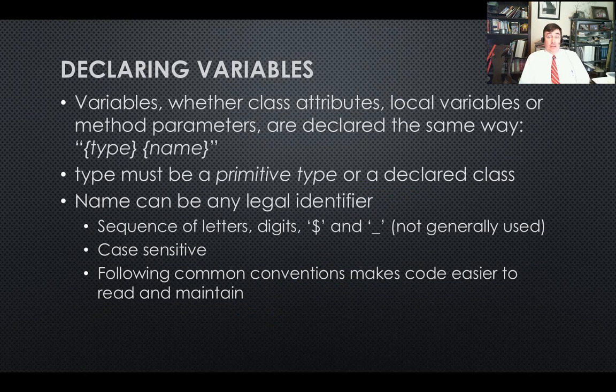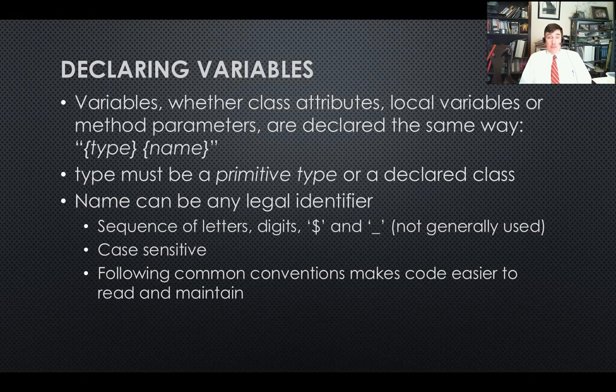So how do we declare a variable? You've already seen some hints of that. All variables, whether they're class attributes, local variables, or method parameters, are declared the exact same way. The type, a space, and the name. The type has to be a primitive type or a declared class. What do I mean by declared? You have to declare every external identifier with an import statement, which means within the class that's making the declaration of the variable, you have to import the type so that the compiler knows which kind of object you're talking about. The name of a variable can be any legal identifier.